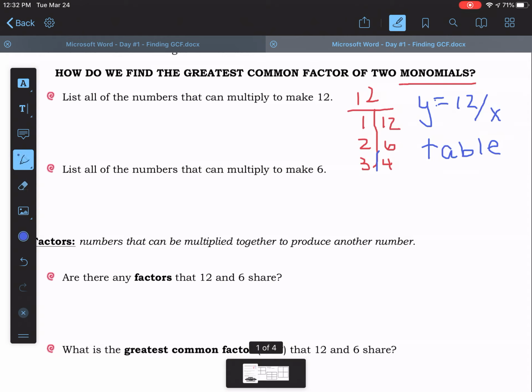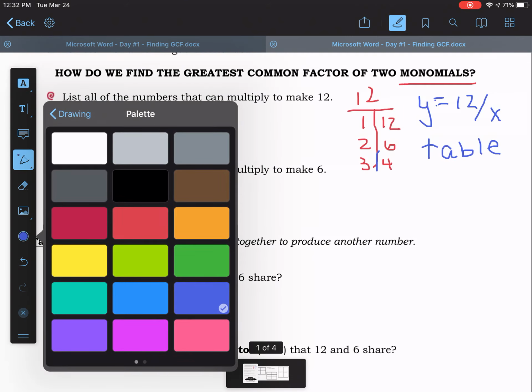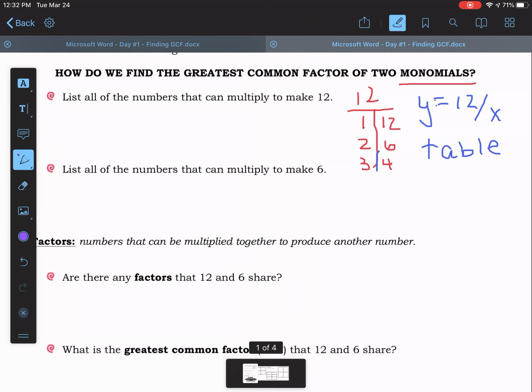All right, so now those are our list of factors for 12, and now we are going to do our list of factors for 6, okay? So the numbers that can multiply to make 6. So we've got 1 and 6, and 2 and 3, okay? So 1 times 6 gives us 6, and 2 times 3 gives us 6.